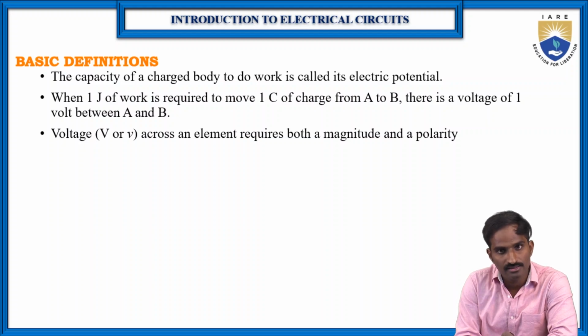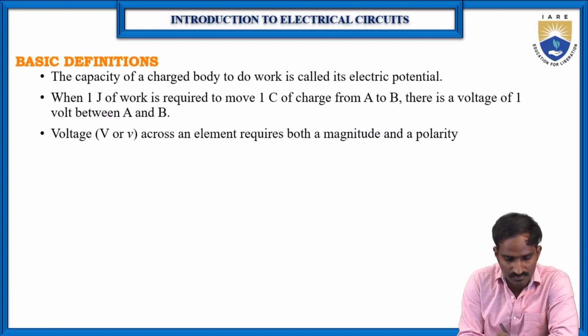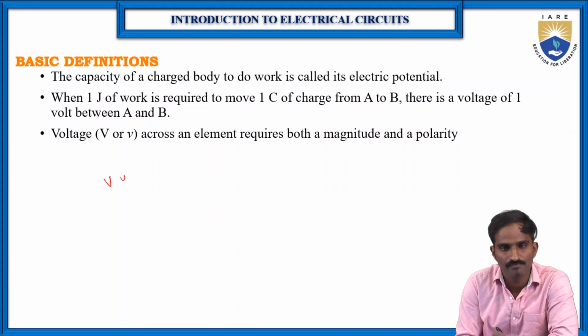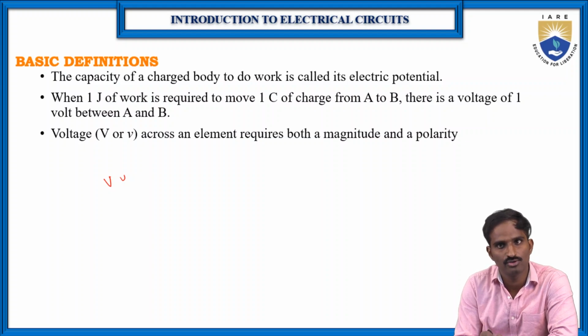And unlike the current, the voltage is represented by capital V or small v, and the voltage across an element, or the potential difference between the 2 points, requires both magnitude and polarity. In case of current, it is magnitude and direction, but in case of voltage, it has magnitude as well as polarities. Polarities means plus and minus.